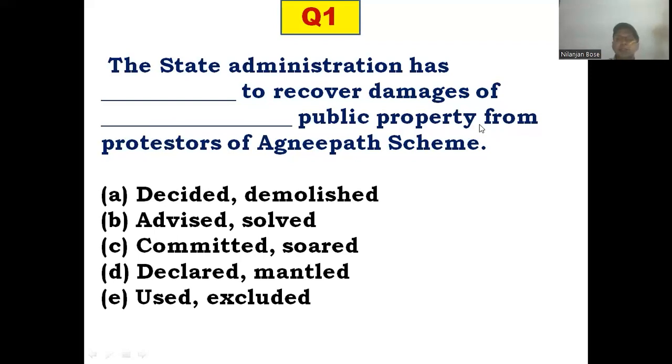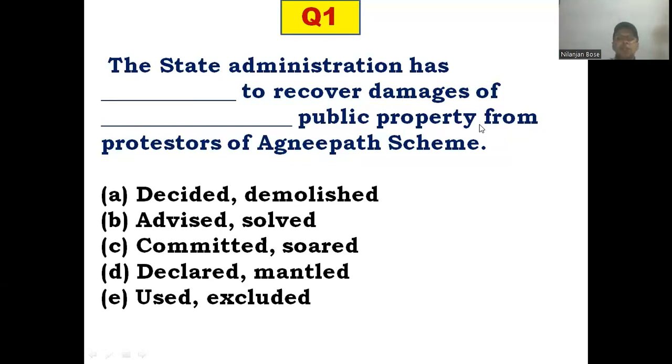Sewed, it doesn't have any connection with the blank. Mantled is something different, as is enveloped. So it will not be placed over there, and excluded won't fit because the public property has already been damaged, so there is no point of exclusion. If you attack the second blank, you will come to know that it requires a negative word. Going through the options quickly, you will find option A, demolished. Now place both the words: The state administration has decided to recover damages of demolished public property from the protesters of Agnipath scheme.